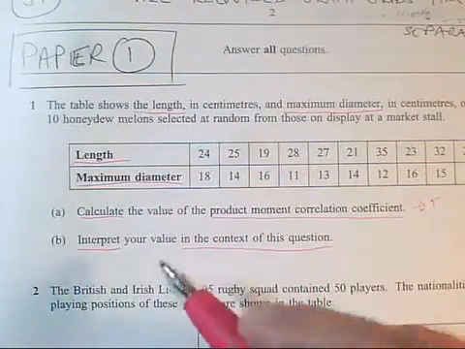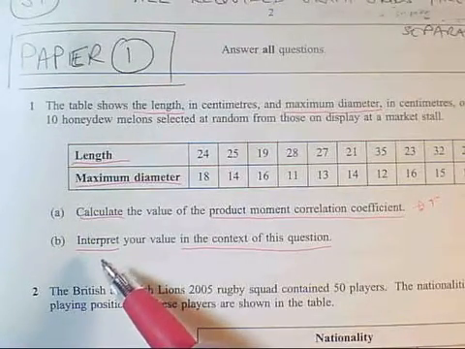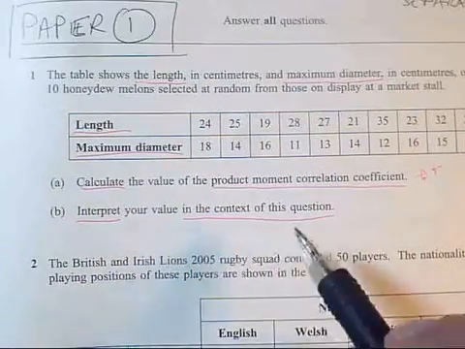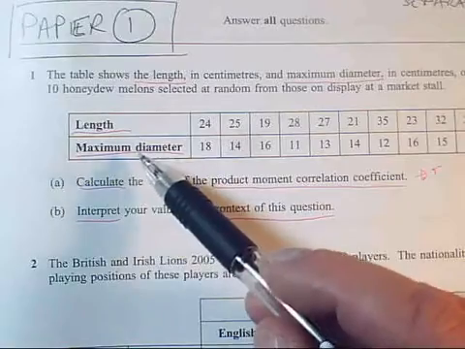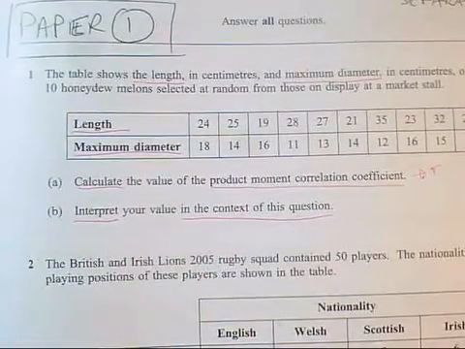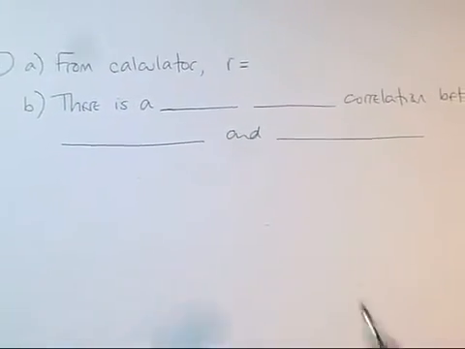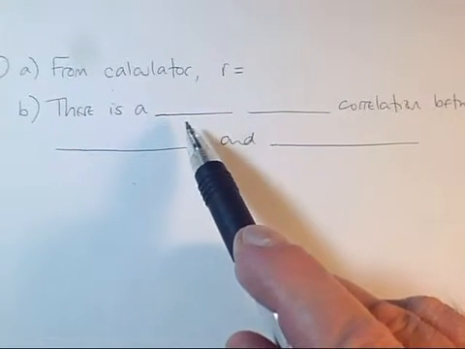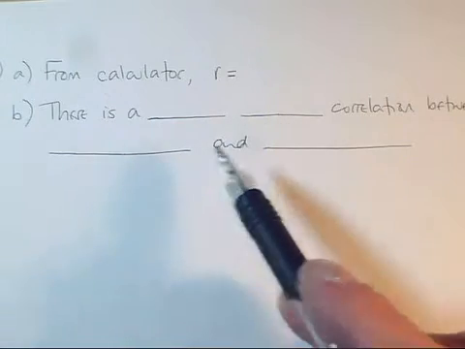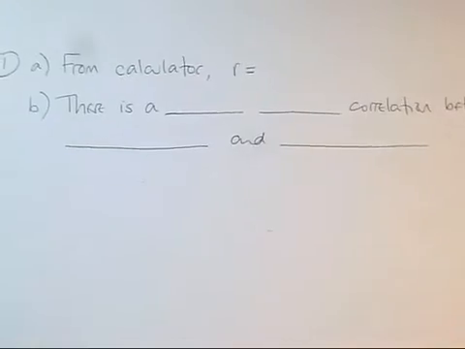And part B of the question, we have to interpret the value, and it says in the context of the question. So interpret means that we need to comment on the strength and the size of the correlation, and in the context of this question means we need to talk about length and maximum diameter. We need to name the variables when we're describing the correlation. So the template for that part of the question looks like this. We need to say a word describing the strength, a word describing whether it's positive or negative, and then we need to say between what 2 variables. So that's your template for question 1.